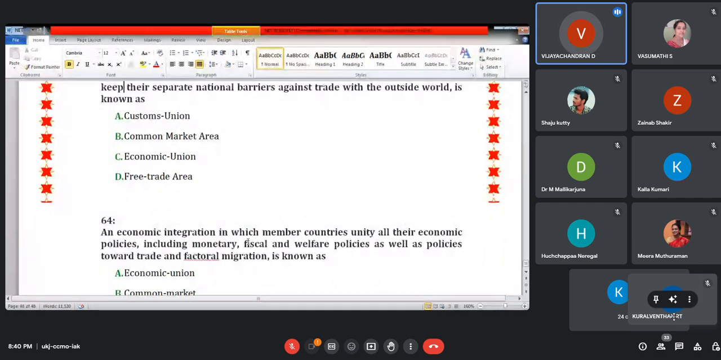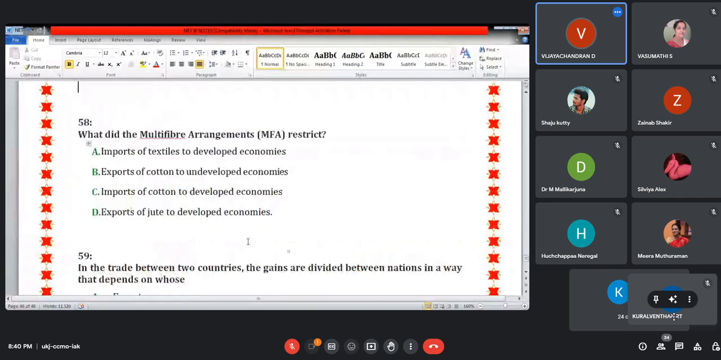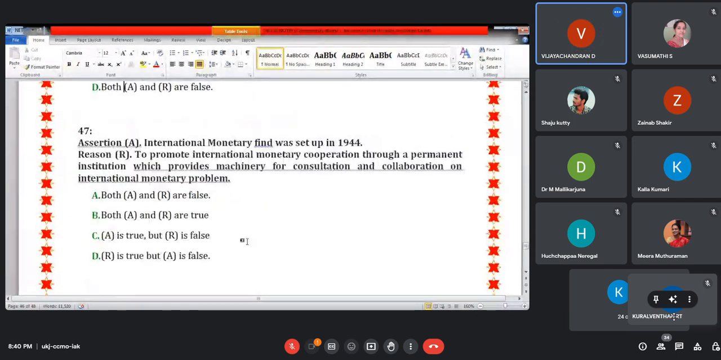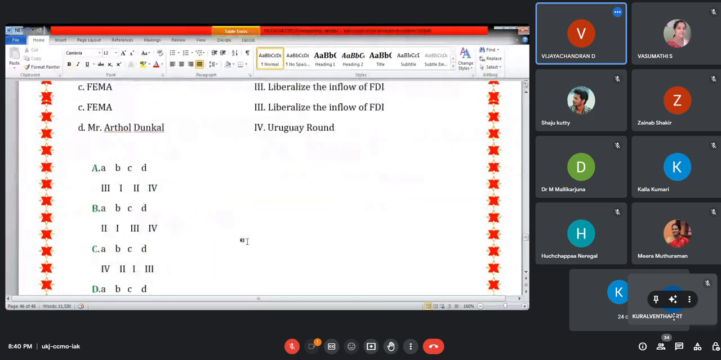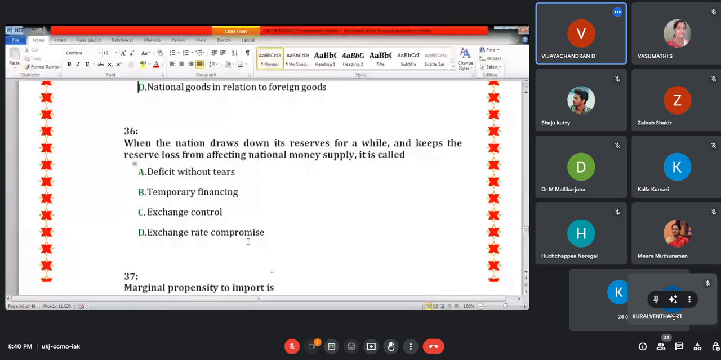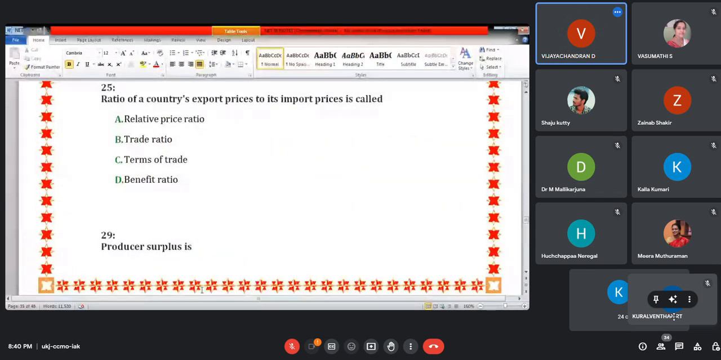Any doubts, friends? Any doubts regarding this international trade? If any doubts, you can ask. Any difficulties in understanding the different concepts?